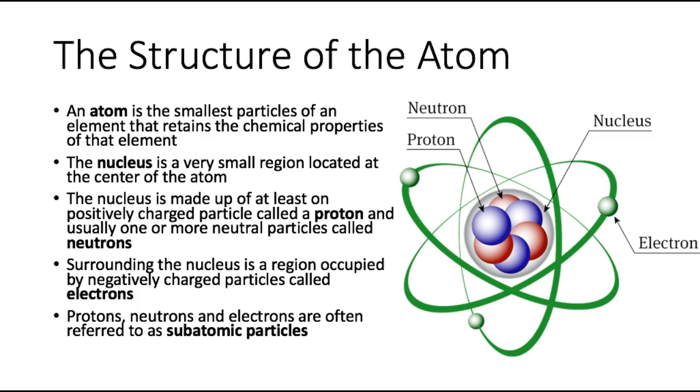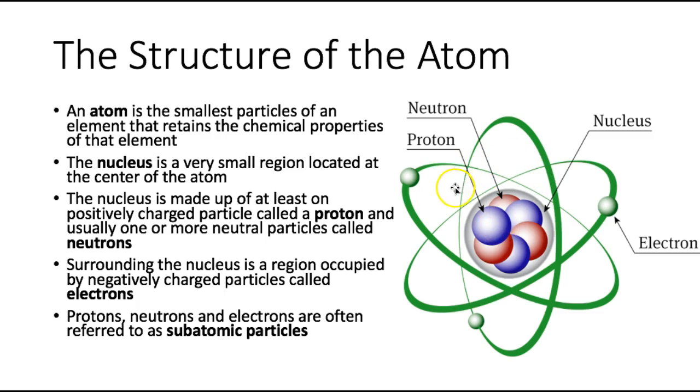So the atom is made up of two basic parts. The first part is the nucleus, which is the center part of the atom. It's very small, and it is where we have the protons and the neutrons. So you see those particles here. We have protons and neutrons that are inside the nucleus of the atom.